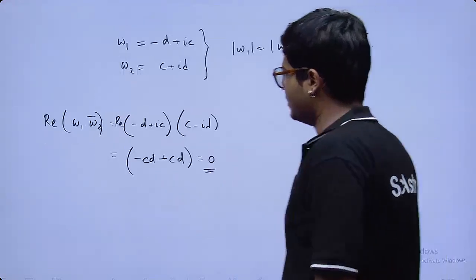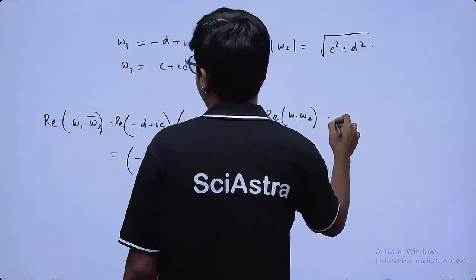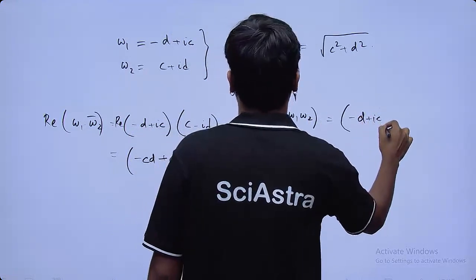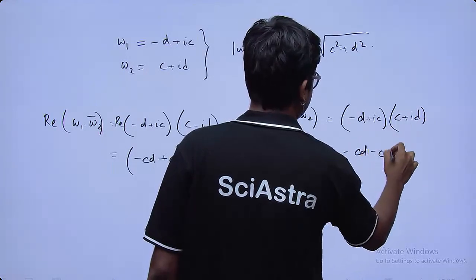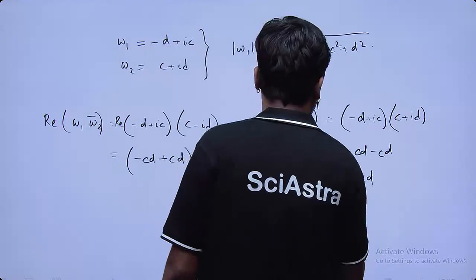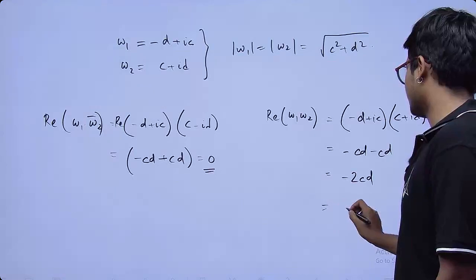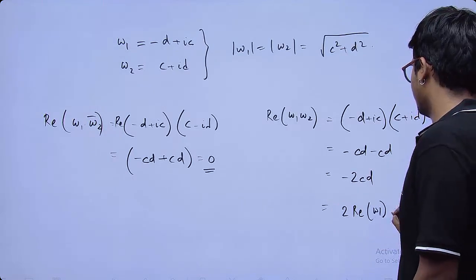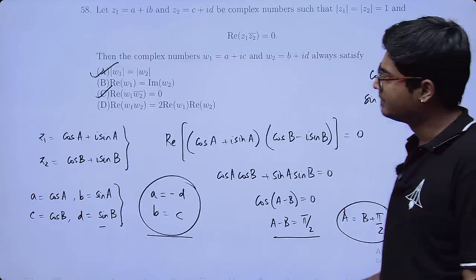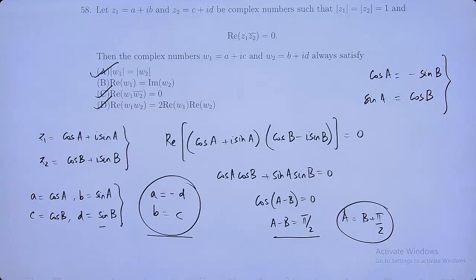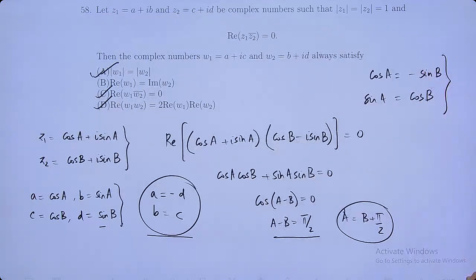Real part of W1 times W2. What will that be? Minus d plus ic times c plus id, right? That is minus cd minus cd. So that's minus 2cd. And what is the real part of W1? Minus d, right? So this is twice of real part of W1 times c, which is real part of W2, right? So option D is also correct, okay? So the answer is ACD. Okay? Simple. All you have to do was figure out this big difference between A and B, okay? The arguments of these two complex numbers.